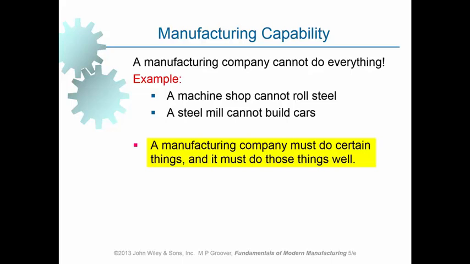A machine shop cannot roll steel because it doesn't have the facilities and the skill level to do that. And of course, a steel mill cannot build cars, again because of the same reason. And what I have highlighted in the middle of this slide right here, it is very important, that's why I have put it on the yellow background, is that a manufacturing company must do certain things, and it must do those things well, really well.